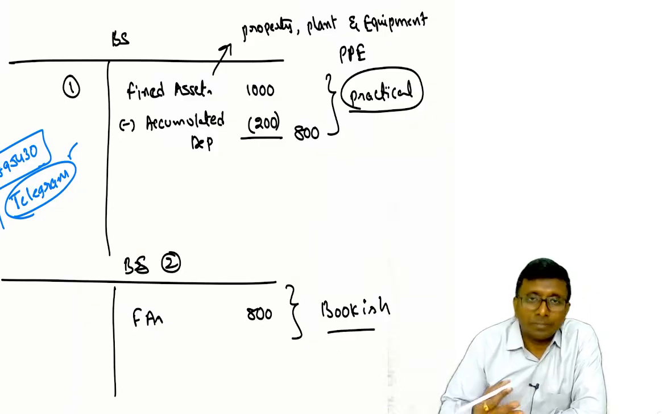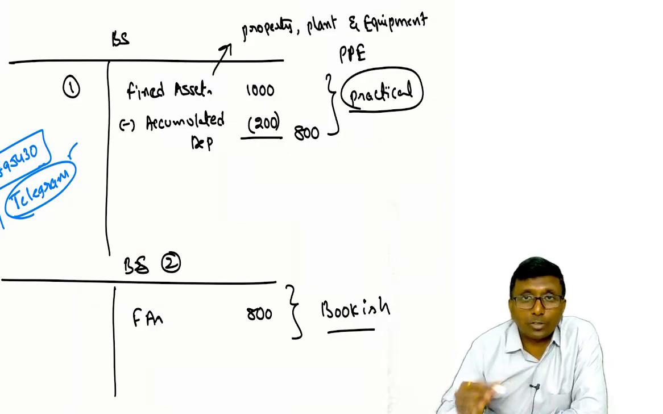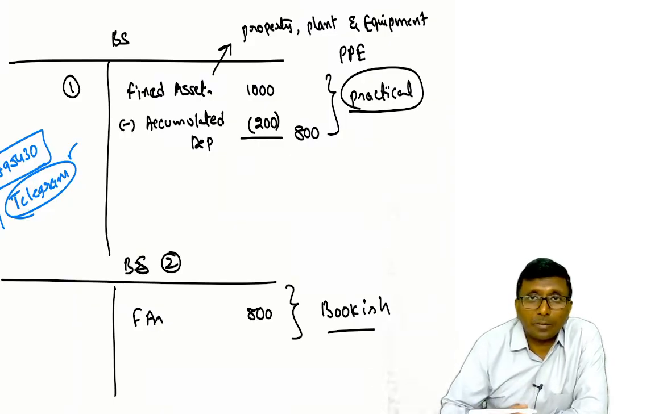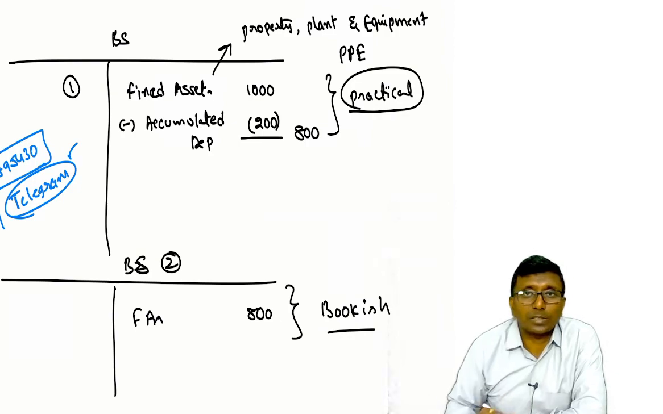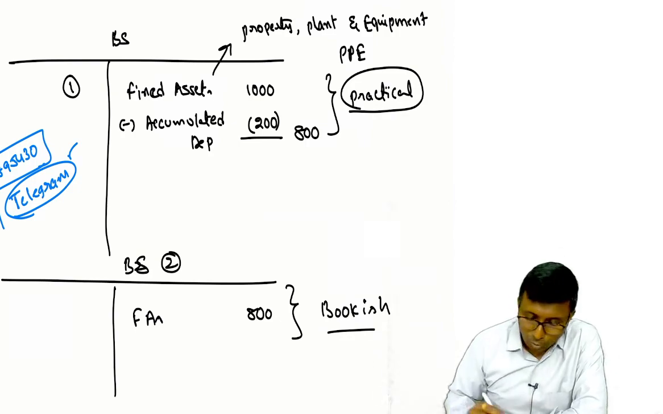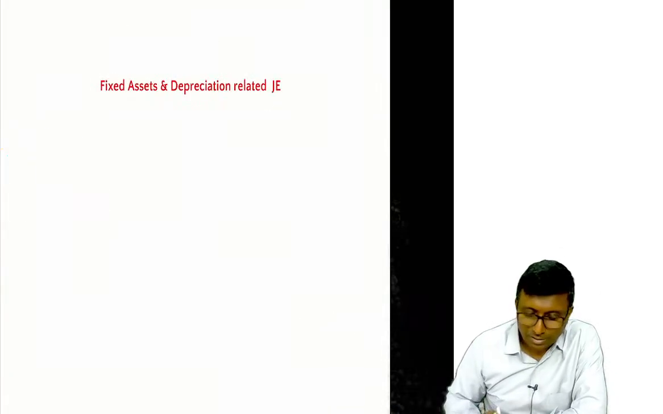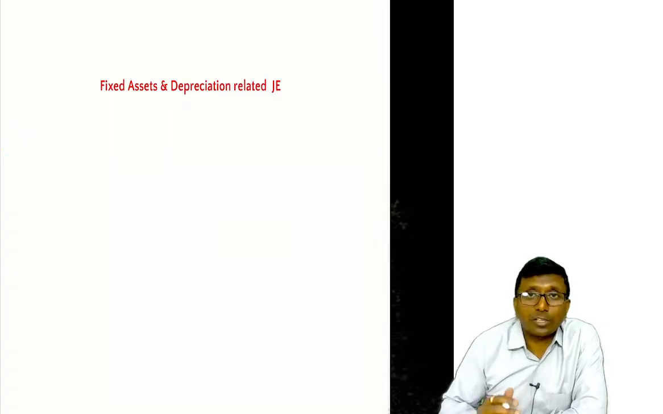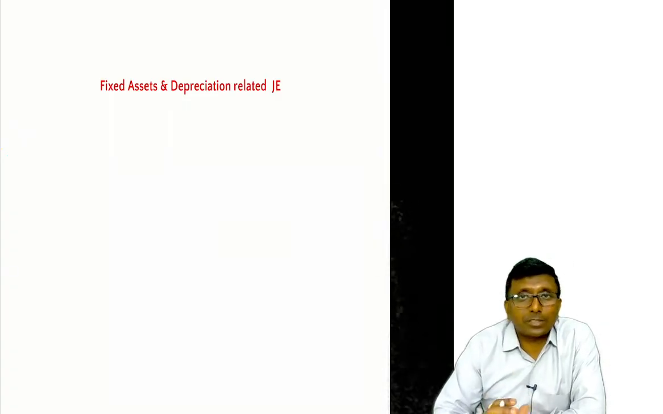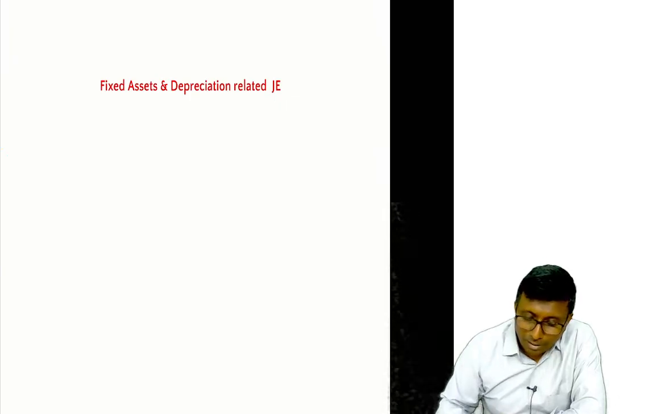Why do you need to learn? Because some of the questions in ICA also still they are giving like this. That's why you need to have understanding of method 1 presentation and method 2 presentation, both you need to learn. So whenever you see financial statements, a balance sheet, with respect to fixed assets, the first thing you should observe is whether there are two accounts.